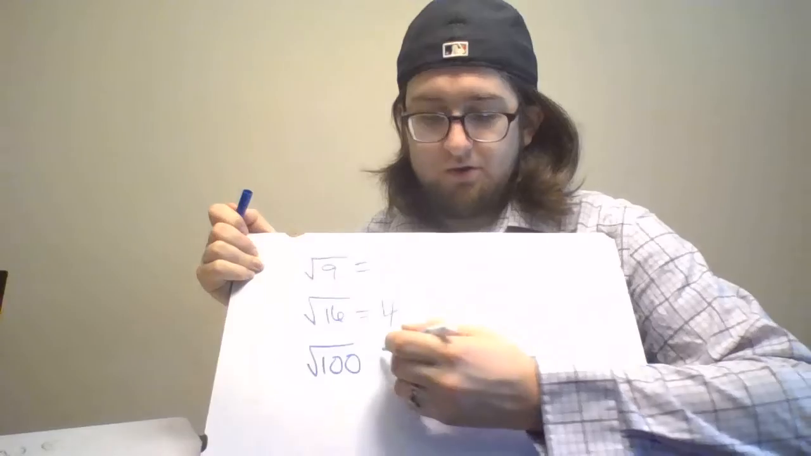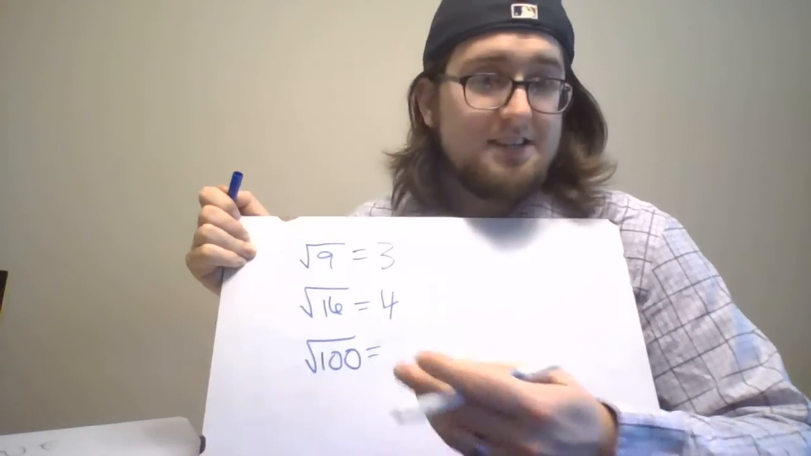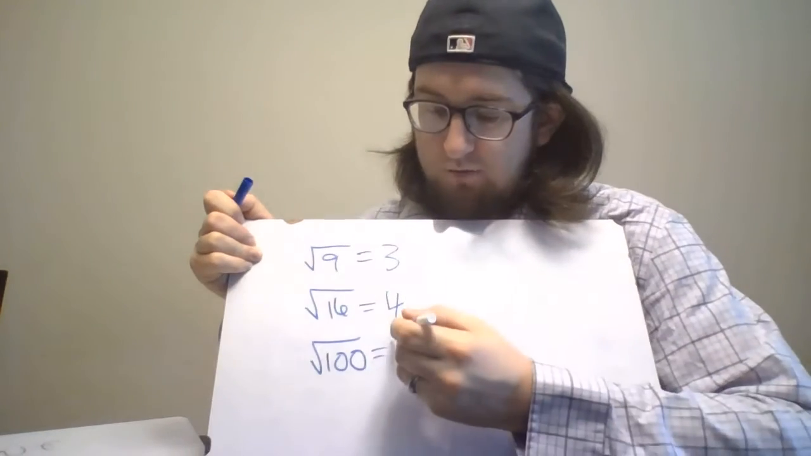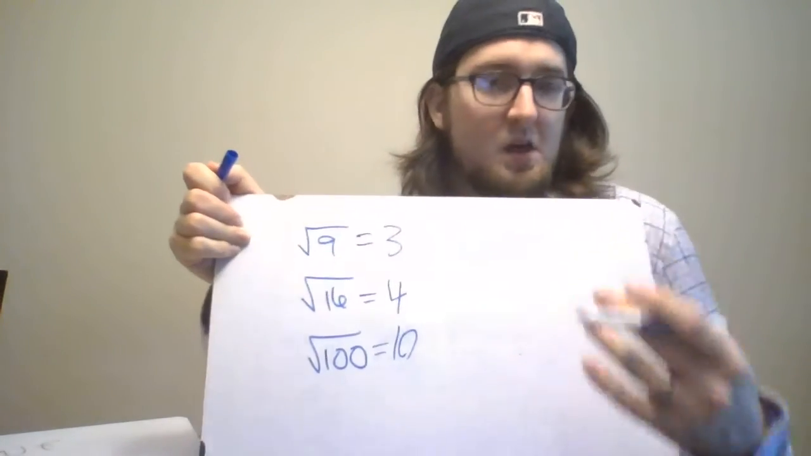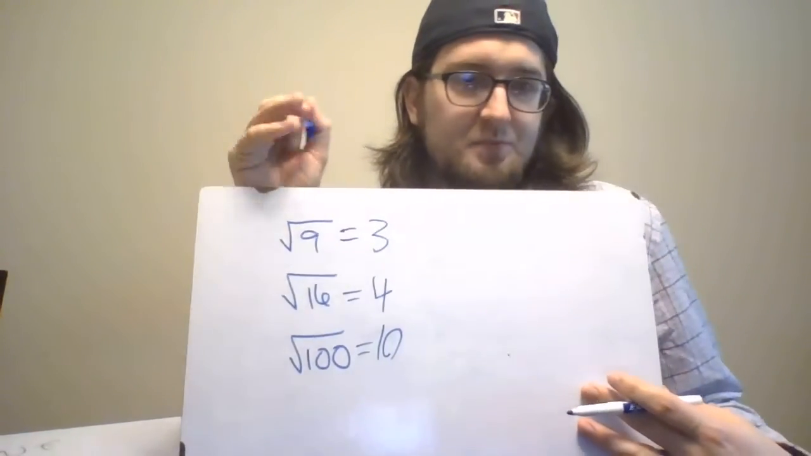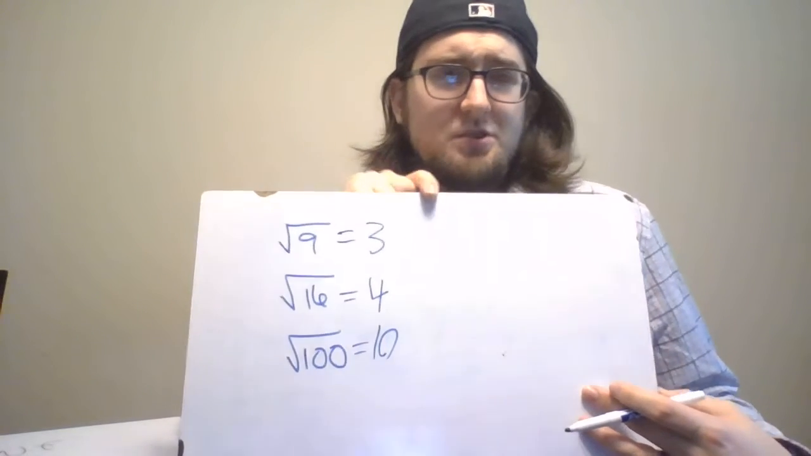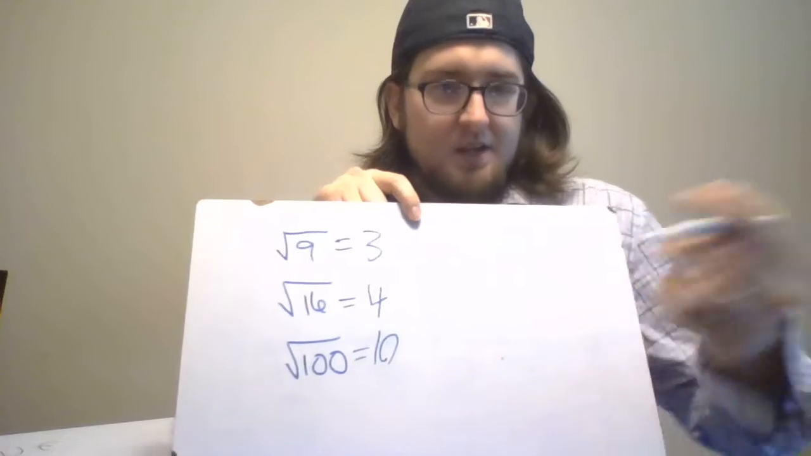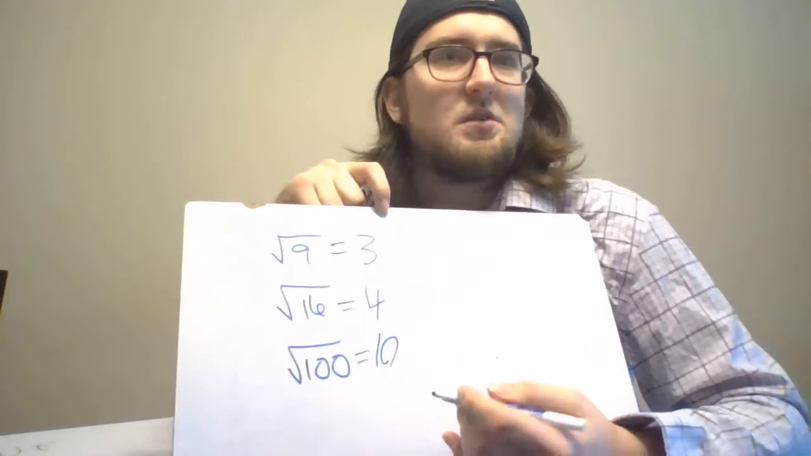The square root of 100, somebody may be yelling, it's 10. 10 times 10 is 100. If you're yelling that, awesome. If you're not, it's okay. I'm going to explain why. It is 10. But let's talk about why. Okay? So I'm going to teach you a little trick. All right? And that trick is, let's start with something very basic.